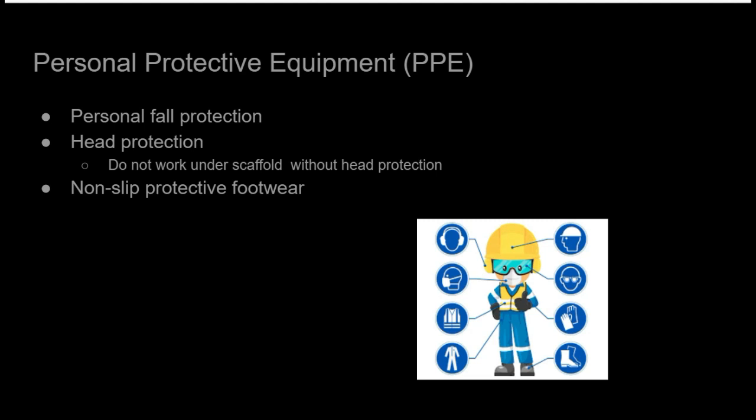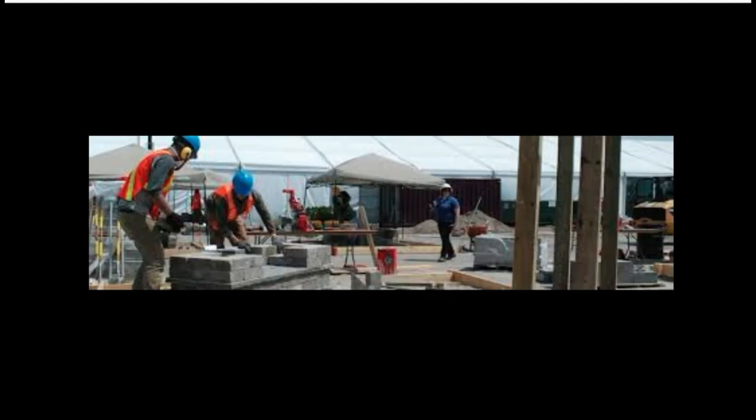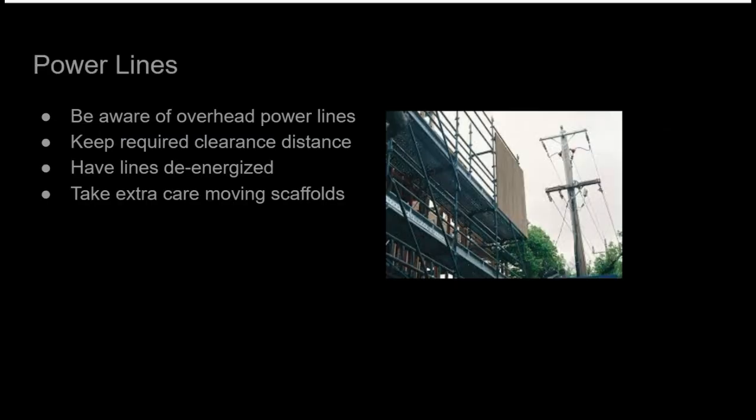Using the right personal protective equipment is an important safe work practice. Personal fall protection and non-slip protective footwear are common PPE for scaffold work. Workers beneath the scaffold need head protection to protect them from falling objects. Depending on the situation and the hazards of the job, scaffold workers may also need gloves, eye protection, hearing protectors, high visibility clothing, or even respirators.